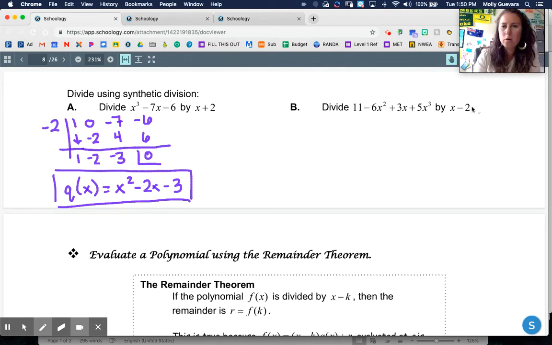Okay, so then for b, I have x minus 2, so I'm dividing by 2. My highest exponent is a 3, and the coefficient there is a 5. So that's x to the 3rd. X squared is -6. X to the 1 is +3. And x to the 0 is 11.